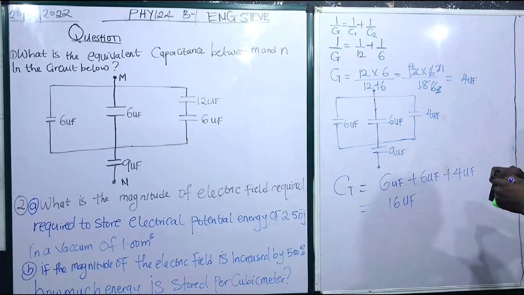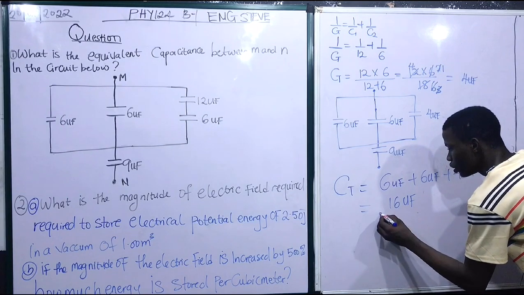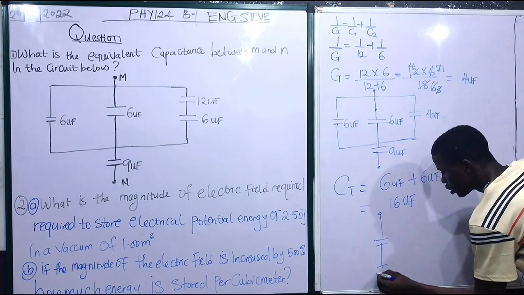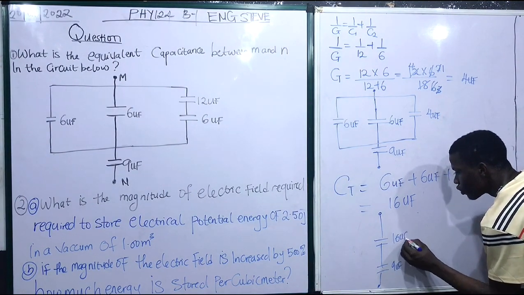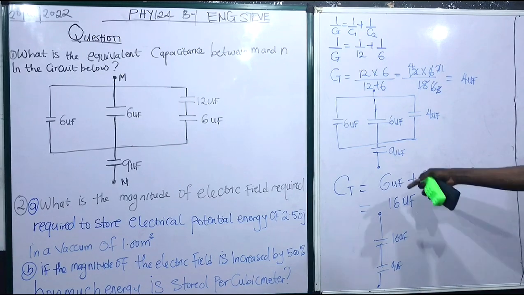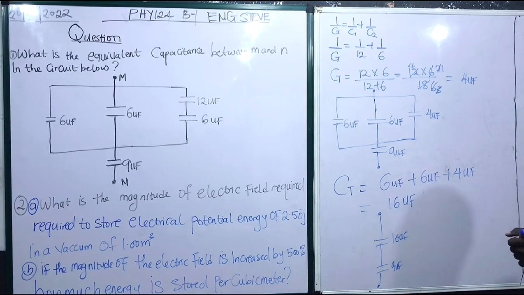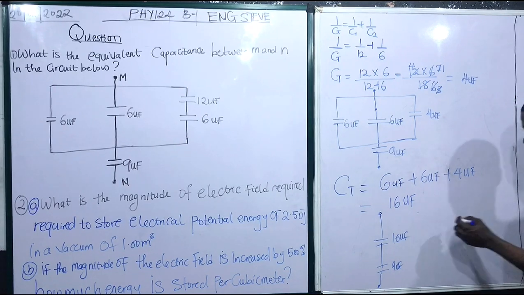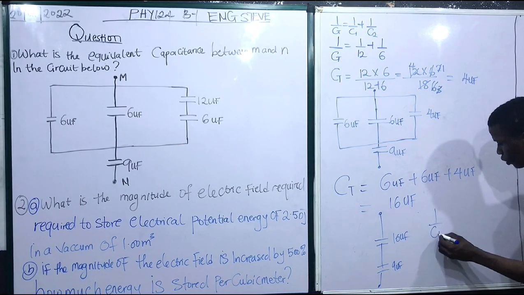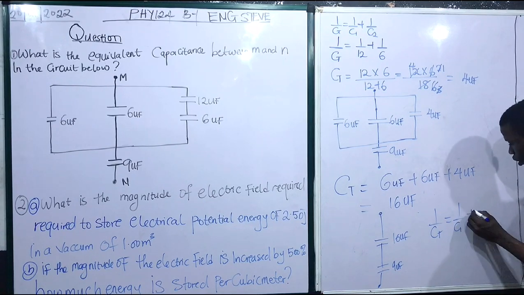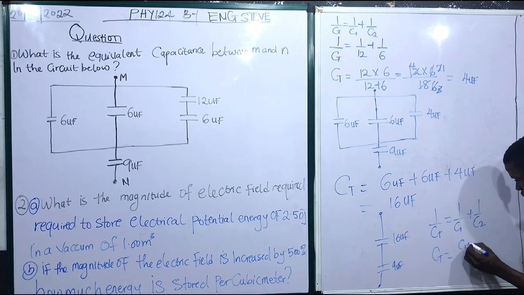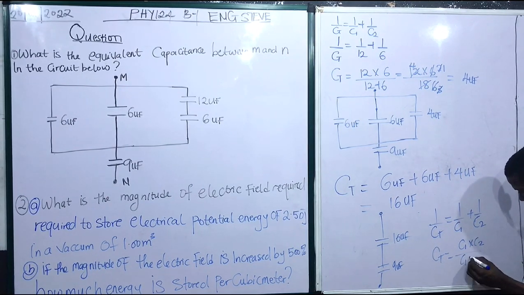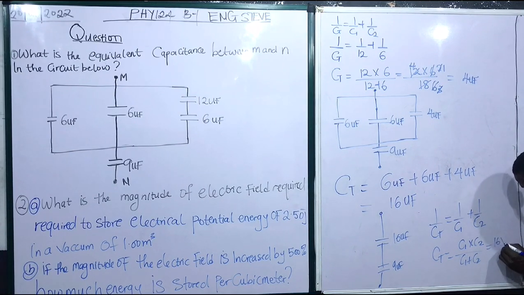So from there, this is what the diagram will give us. Just this: 9 microfarad, 16 microfarad. This connection is now a series connection, so we are going to solve it this way, using our normal formula. 1 over C total equals 1 over C1 plus 1 over C2. So our C total is equal to C1 times C2 all over C1 plus C2, which is 16 times 9 all over 16 plus 9.